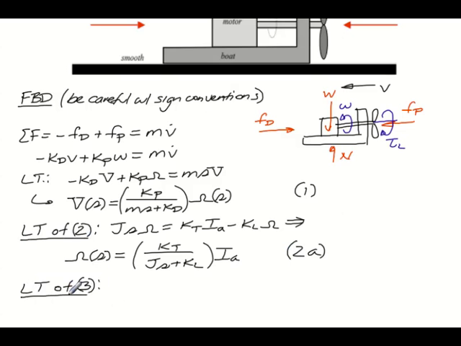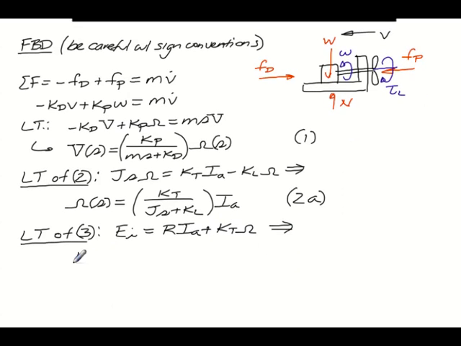That Laplace transform gives me E_I, the Laplace transform of input voltage E, is equal to R times I_A plus K_T omega. So from this, I'll solve for I_A, the Laplace transform of the armature current. That's 1 over R, E_I minus K_T big omega.